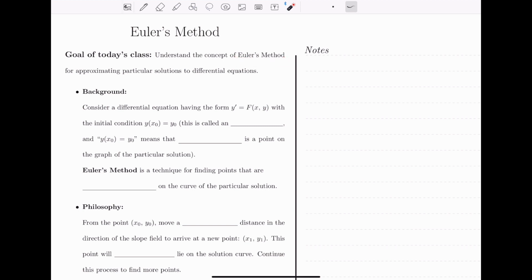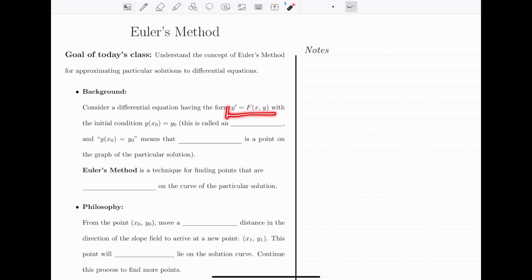And let's talk first about the background. Let's imagine that we have a differential equation of the form y prime equals a function of x and y. So we have a first order differential equation. This is the same form that we saw for slope fields. And we want to really think in the context of slope fields here. We also have an initial condition. We're told that the solution at the x value x0 has a y value of y0.